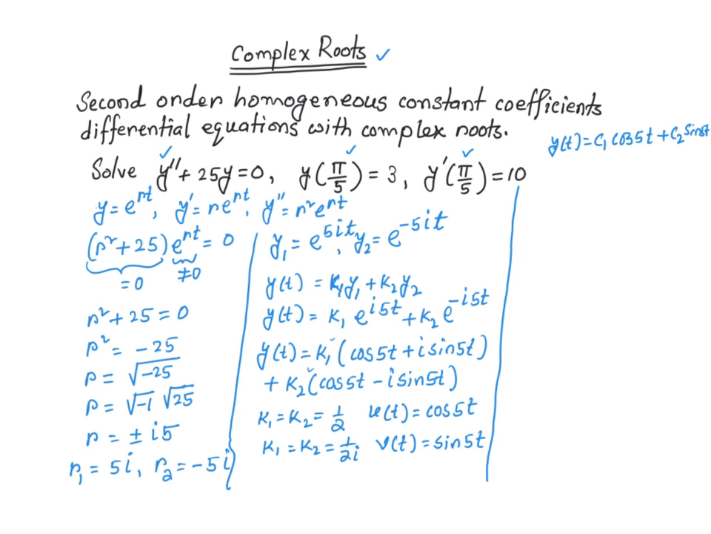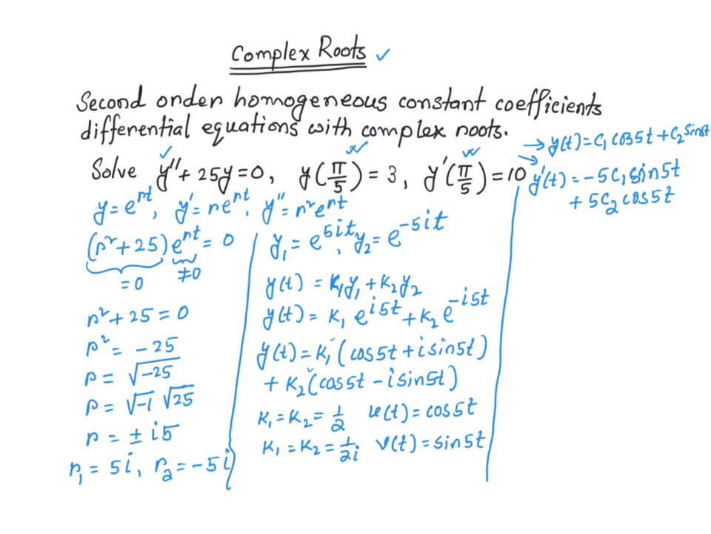Okay, so y prime of t is going to be equal to negative 5 c1 times sine of 5t, right, plus 5 c2 times cosine of 5t. So I could take this y of t and y prime of t and use these values respectively, y of pi over 5 and y prime of pi over 5.